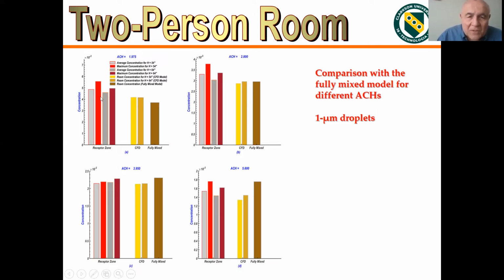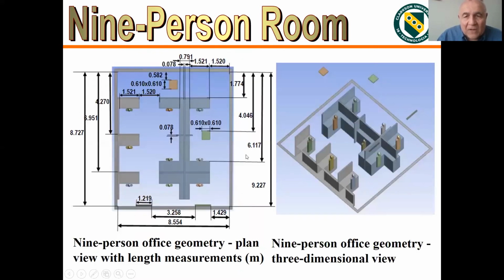This is the concentration near the receptor mannequin, and these are average concentrations evaluated by CFD in the room, and these are the predictions of the fully mixed model. We can see that the fully mixed model is comparable, but it does not account for the variation in the room. So for an accurate system, probably we need to use CFD.